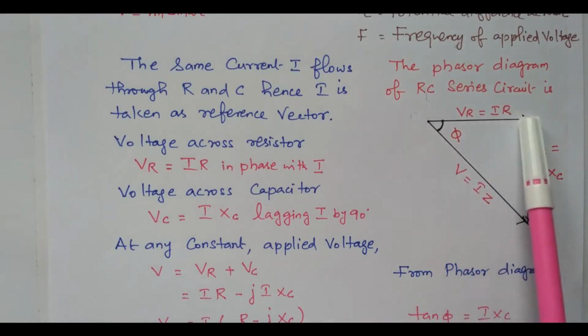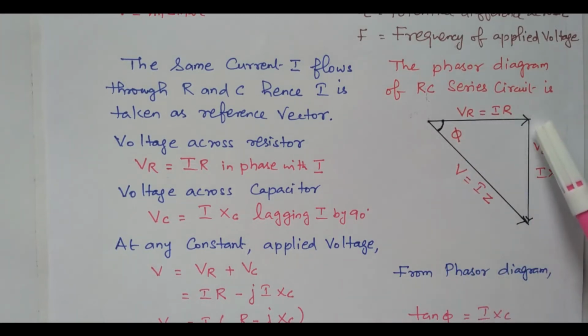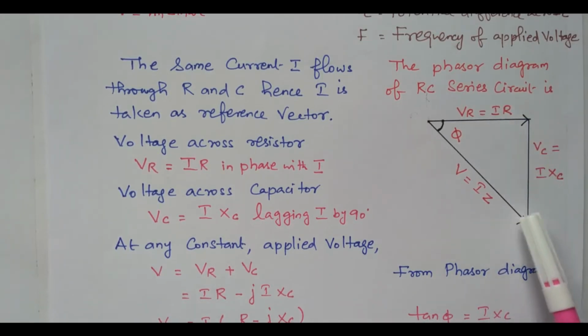So this is the voltage drop across the resistor, VR equal to IR. This is the voltage drop across the capacitor. That is lagging the current. The voltage across the capacitor is lagging the current, so it is drawn downwards. VC equal to I into XC. The sum of these two is the total potential. V is I into Z. The Z is nothing but the impedance of the circuit. The vector sum of resistance and capacitive reactance is the impedance.